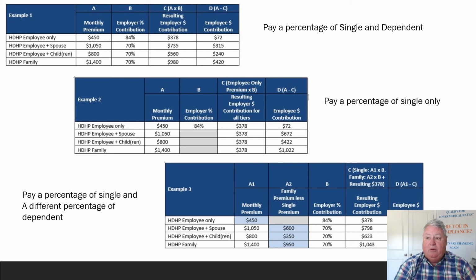In the second one, we're only paying single. So the dependents then all of the dependent premium has to be picked up by the employee. And so now you can see that it's $1,022. In the third, we're picking up a percentage of the single and a different percentage, or a fixed dollar amount in this case, of the dependent rate. And so now we've got a rate of $357.